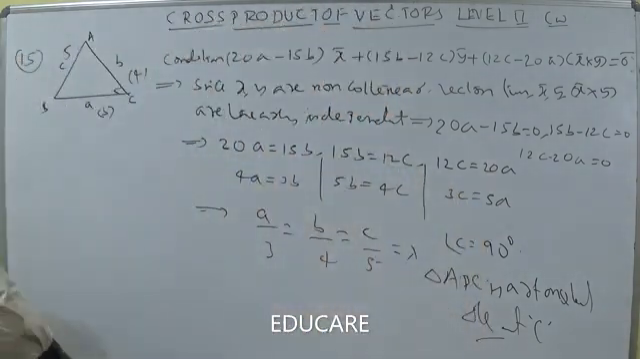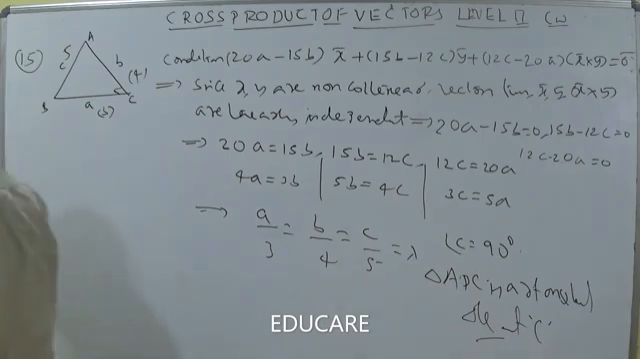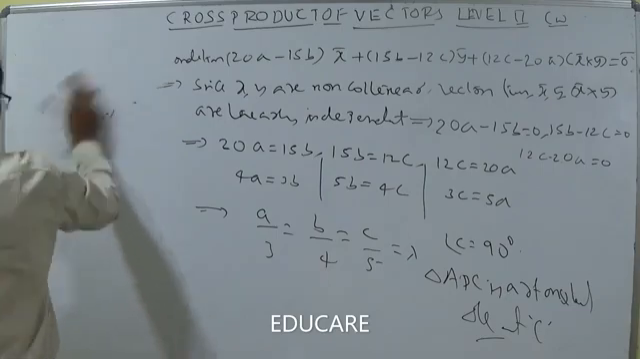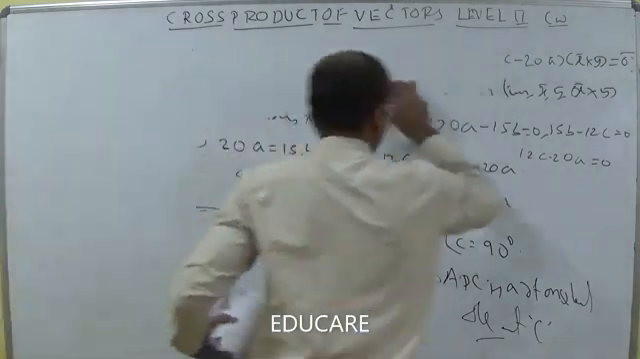15th question completed. Let us discuss the 16th question. The pairs a bar, b bar, in the concept I said regarding the vectors.